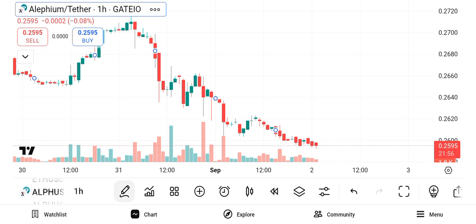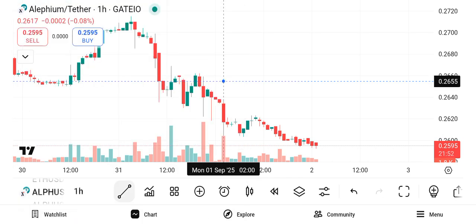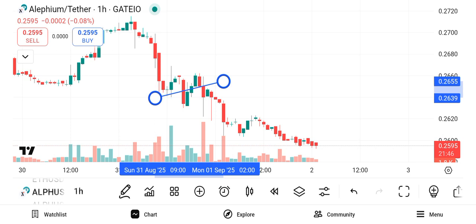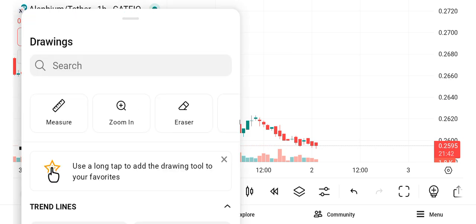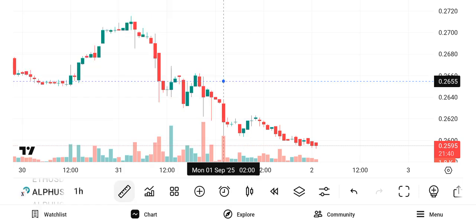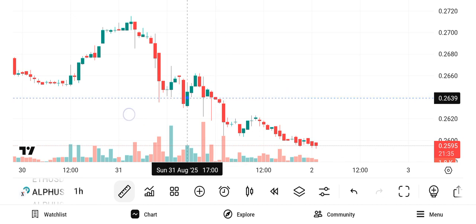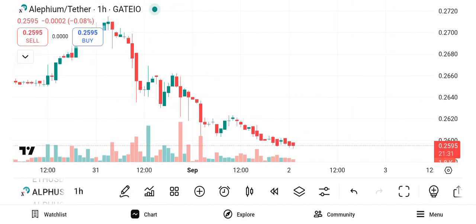Let's draw a line here, from here to here. We can see how the support line was broken. We can see how the support was broken from this particular point. From here to here, the support was broken, and then we had a new downward trend to this critical point.